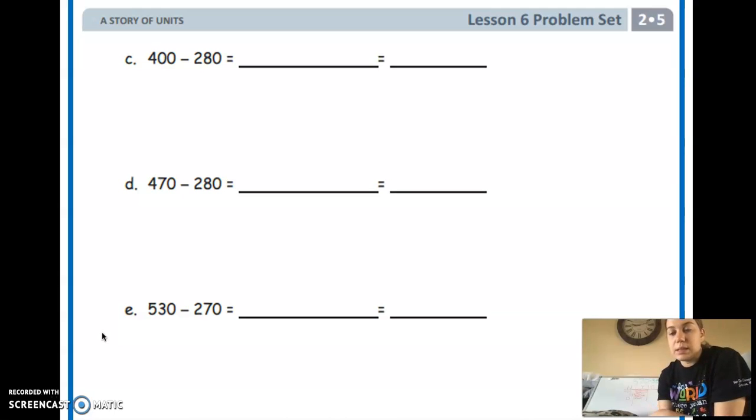So remember, see which ones are the closest to the next 100, add how far away it is to both numbers. So if it's 10 away, you add 10 to both. If it's 20 away, you add 20 to both. If it's 30 away, you add 30 to both. And then that will make it a round number, and it'll be easier for you to add.